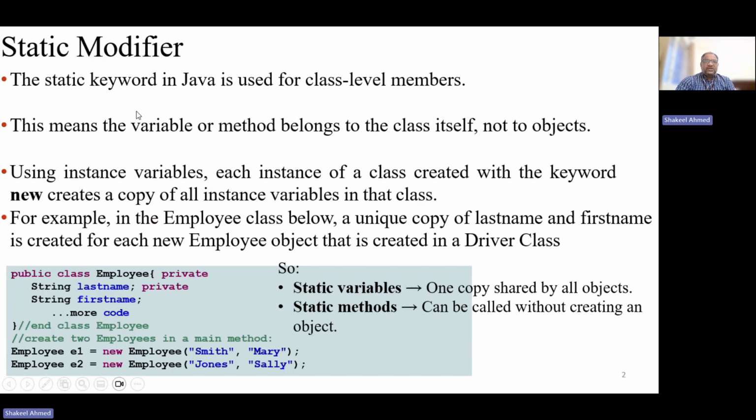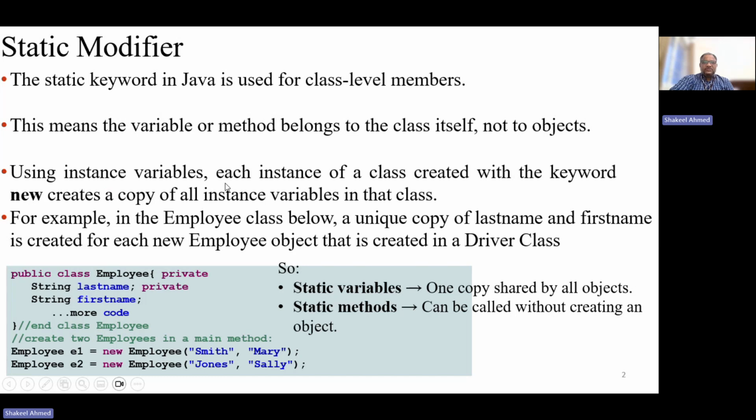The static keyword in Java is used for class level members. Both the variables as well as the methods can be declared as static. This means the variable or method belongs to the class itself, not to objects. Whatever variables you define as static will belong to the class itself, not to the objects. The things will get clear when we look at the example.